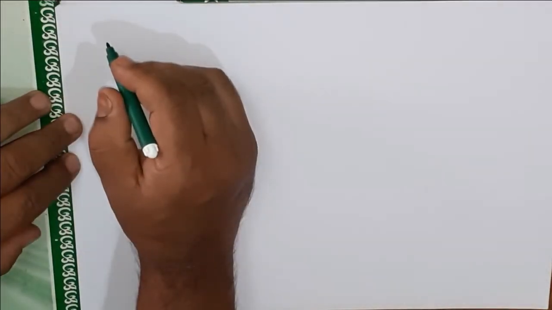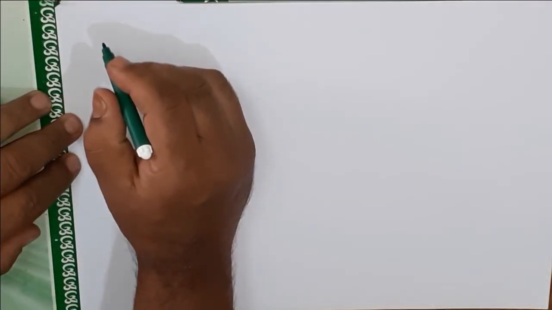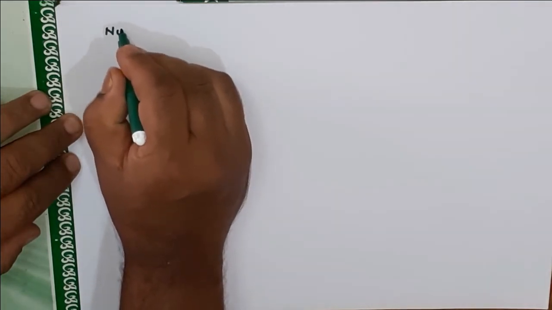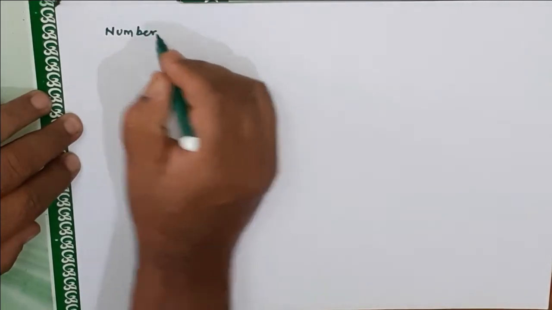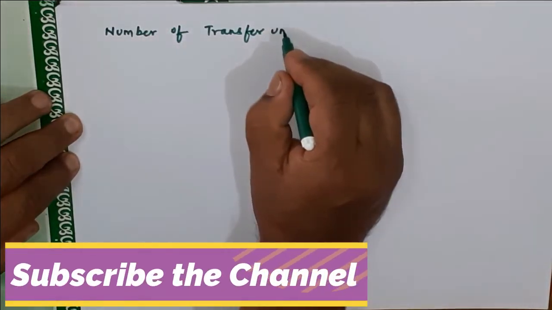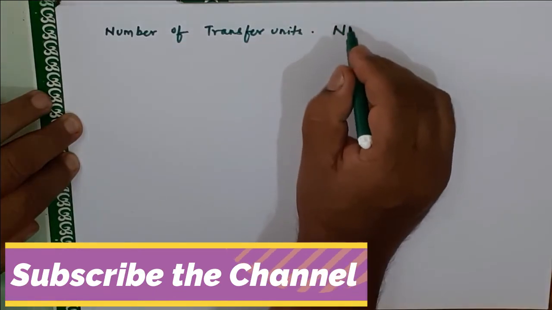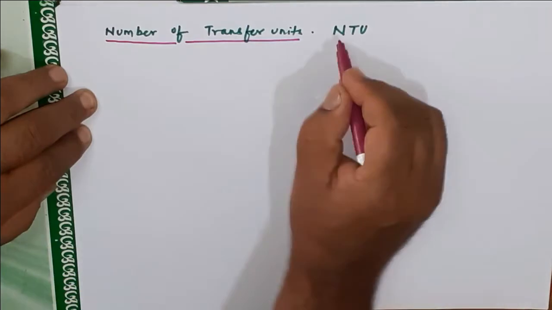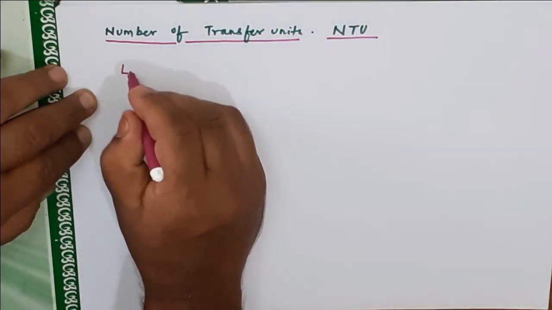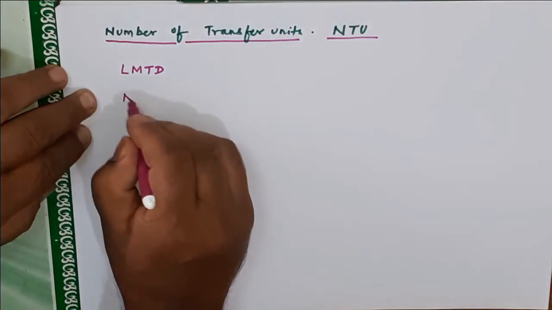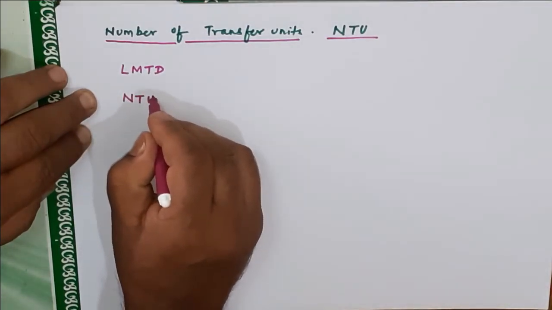We will see the next method of design of heat exchanger, which is called the number of transfer units, NTU. Already we have seen a method which is called the LMTD method, and now this is called NTU.